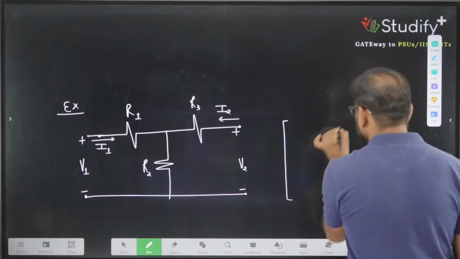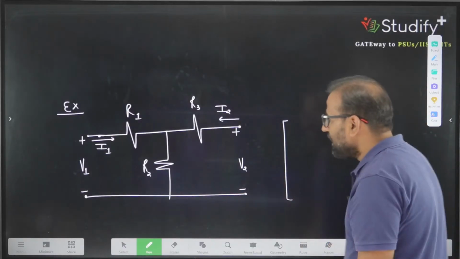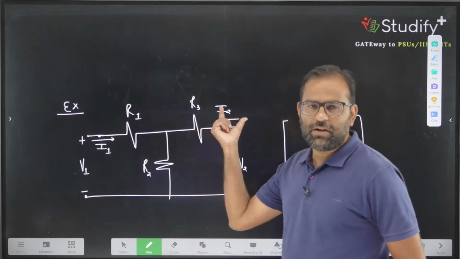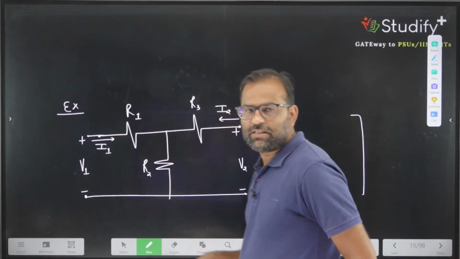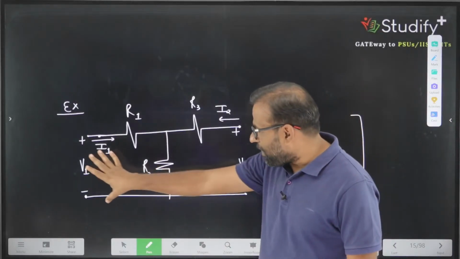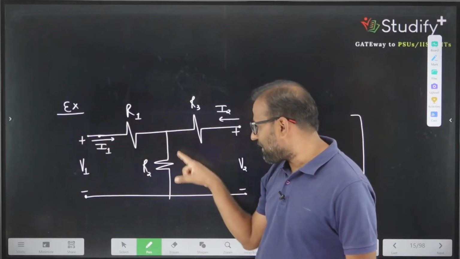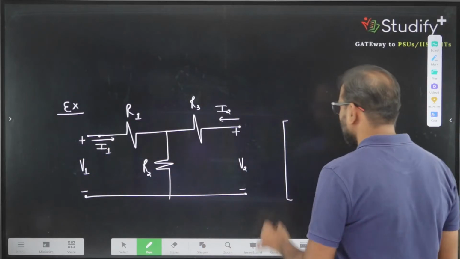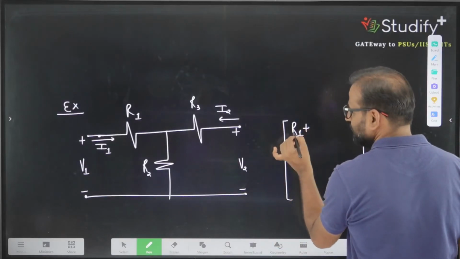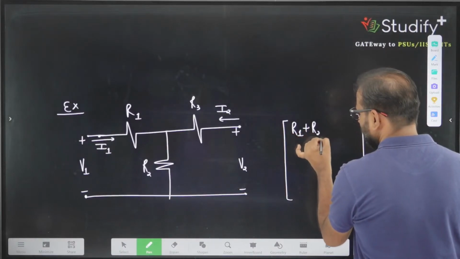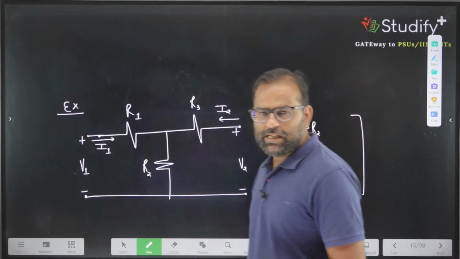To write the parameters, see, when you make I2 equal to 0, these 2 resistances will appear in series. So V1 is equivalent to R1 plus R2 times I1. So what is your input parameter? Z11 is R1 plus R2. Correct?